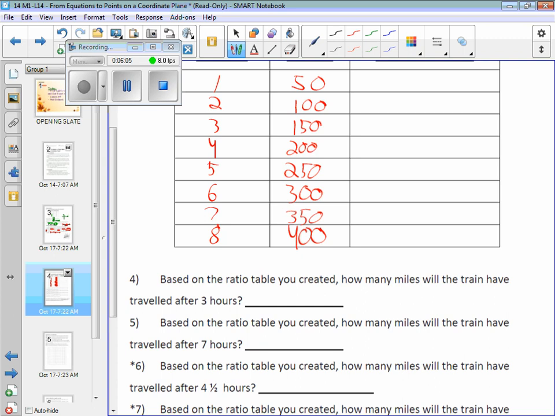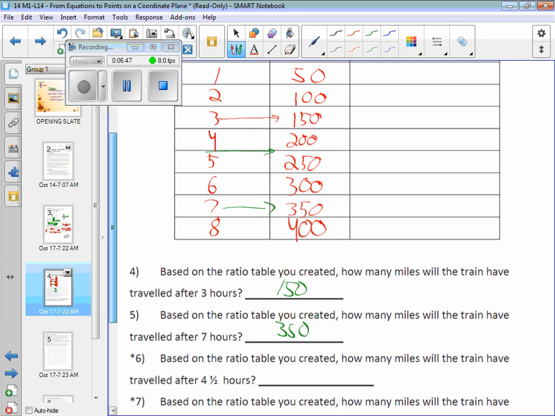Okay, so let's use what we've created to answer the questions. Based on the ratio table, how many miles will the train have traveled after 3 hours? Here's 3 hours. You can trace across, and it's 150. What about 7 hours? 350. Looks good. 350. 4.5 hours. That's a tweener, but you got to kind of use a little bit of reasoning here. 400. Right, here's 4.5 right here, would be halfway between 2 and 250.